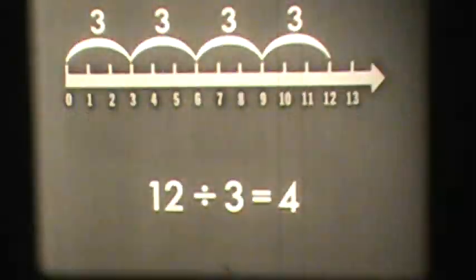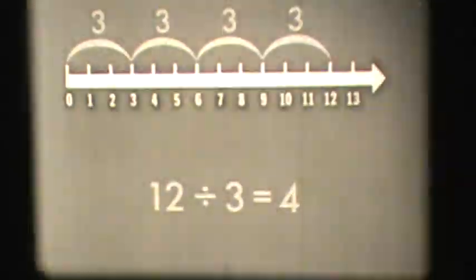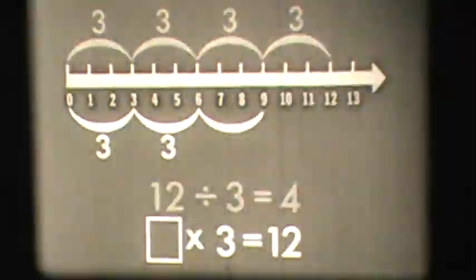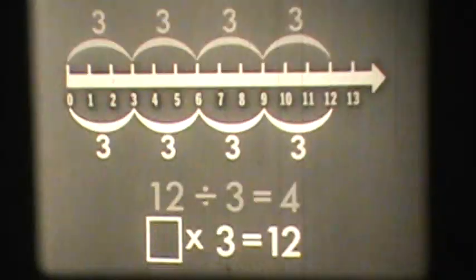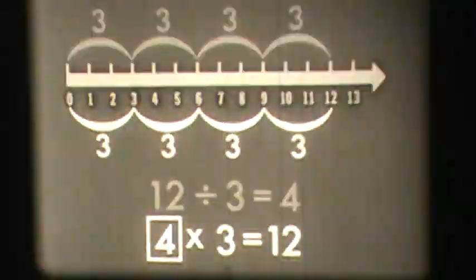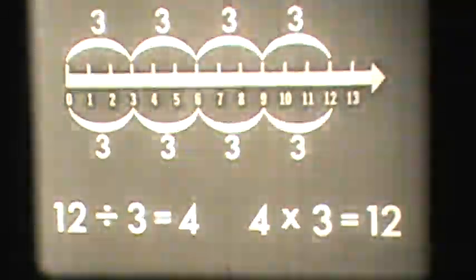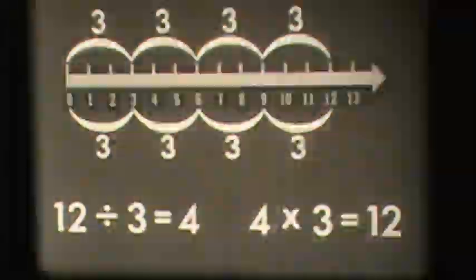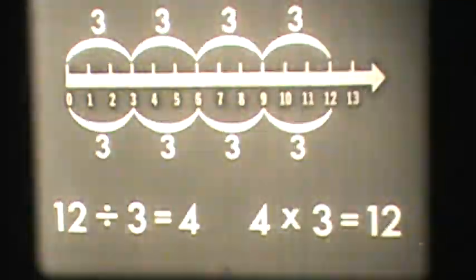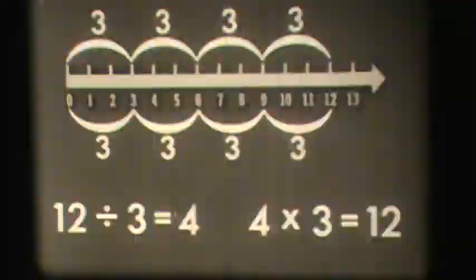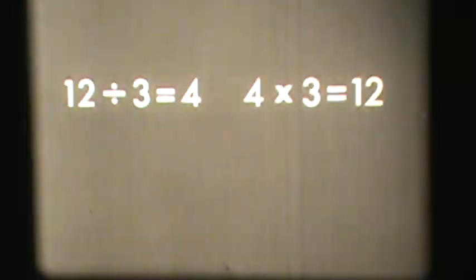We can also check our division by doing multiplication on the number line. How many times 3 equals 12? We see that 4 times 3 equals 12. So we see that division is the opposite, or the inverse, of multiplication. 12 divided by 3 equals 4, and 4 times 3 equals 12. So for each division fact, there's a multiplication fact that goes with it.